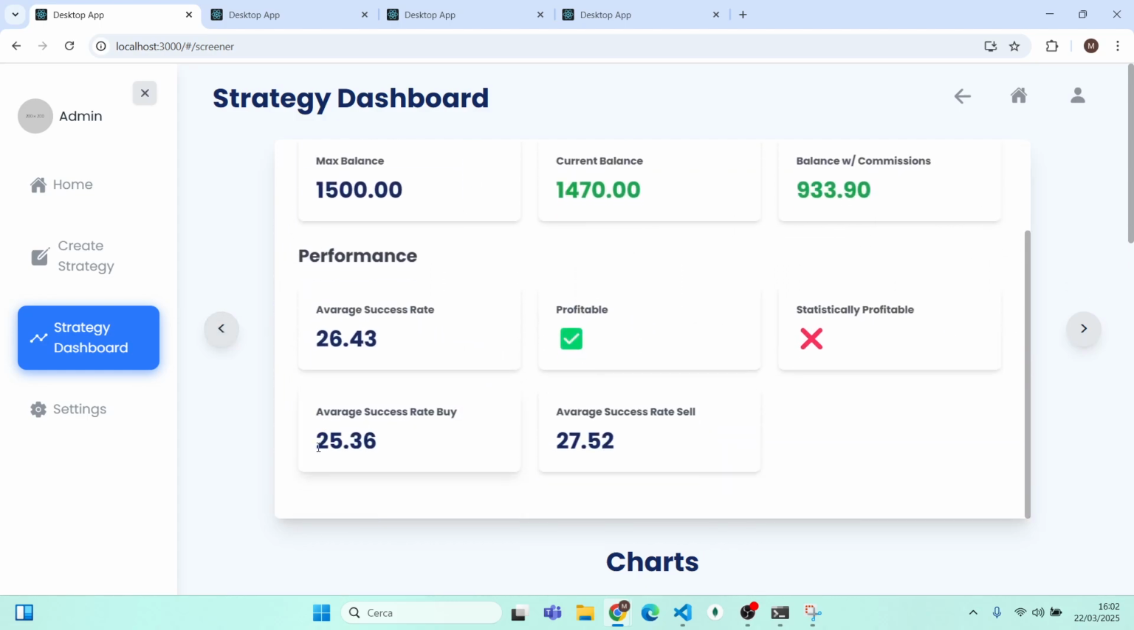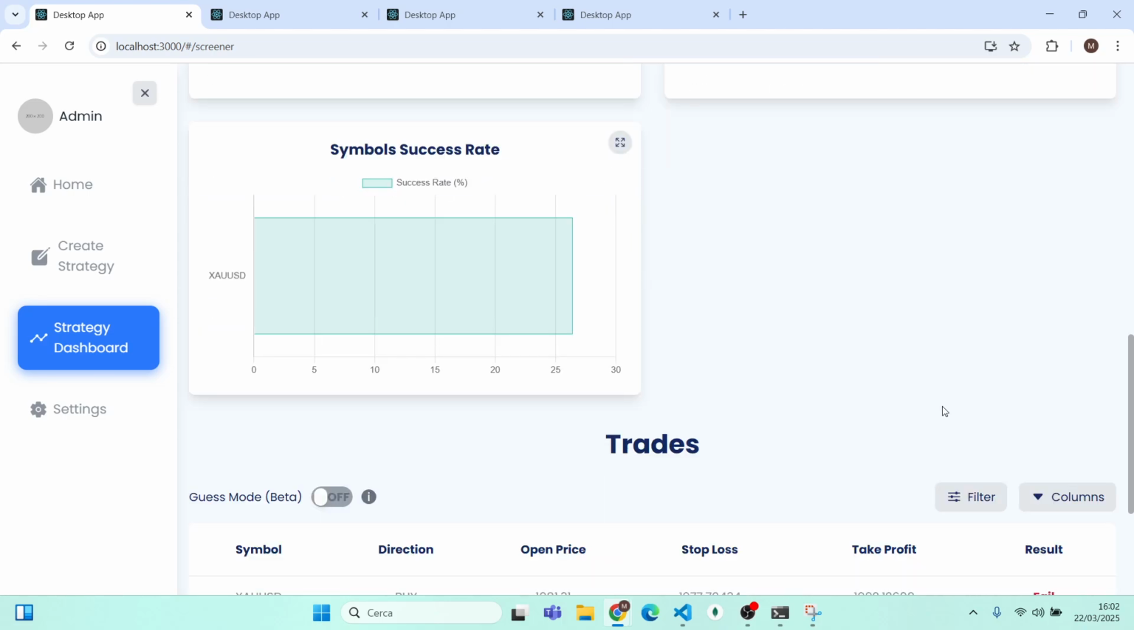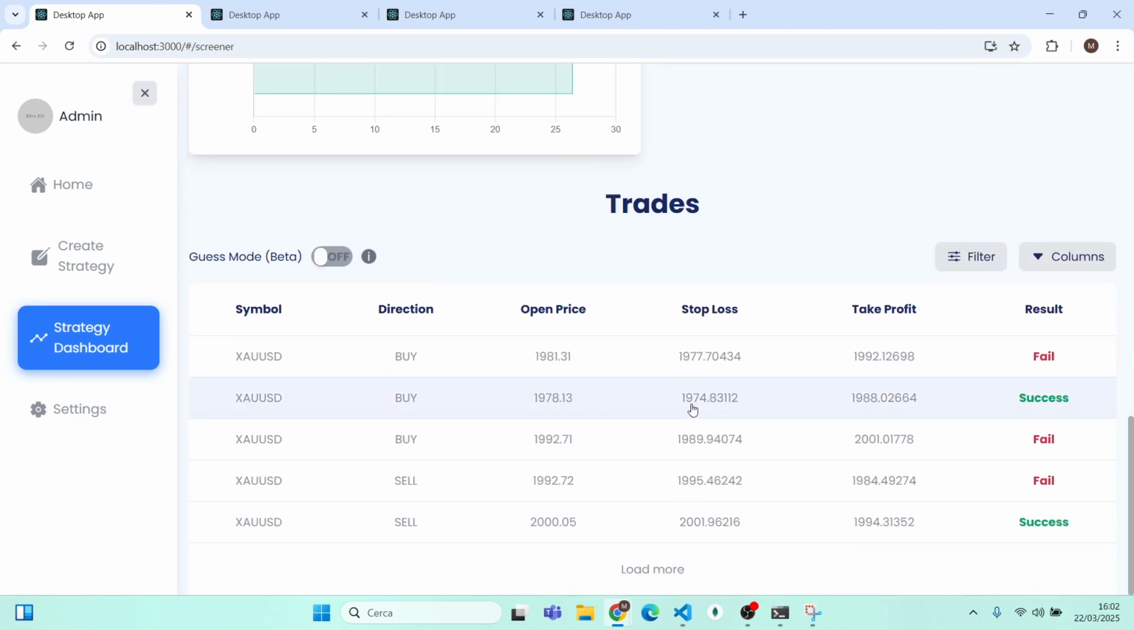We can see also that the average success rate in buy was slightly lower than our success rate on sell. Here we can see our Gaussian distribution telling us that it's not statistically profitable because here it's the limit of our confidence interval at 95% sureness. Here we can see our balance, how it changed during the time the strategy was tested. And let's see other information.